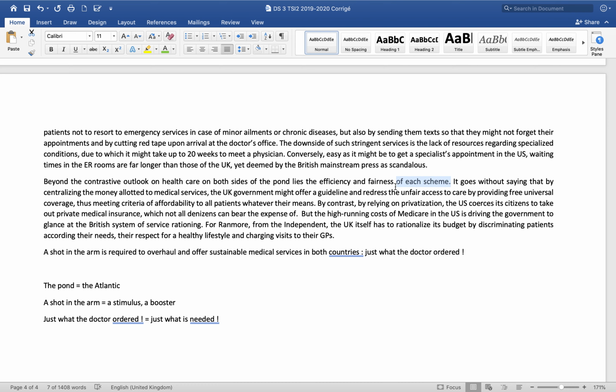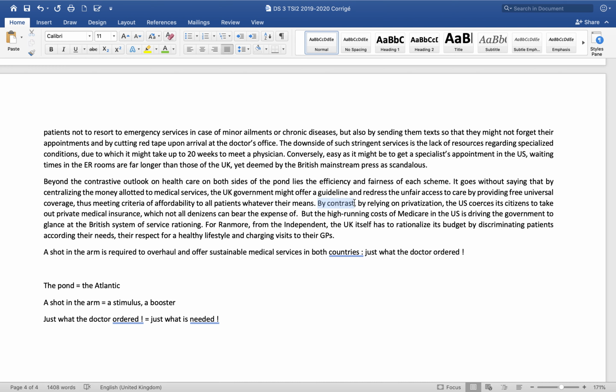It goes without saying that by centralising the money allotted to medical services, the UK government might offer a guideline and redress the unfair access to care by providing free universal coverage, thus, or as a result, meeting criteria of affordability to all patients, whatever their means. So here I'm trying to list all the reasons why the UK seems to be a fairer or a more just system than the US, because they're trying to make sure all patients can get access to doctors without paying, that it's affordable to patients, that everybody is covered, free universal coverage, right.